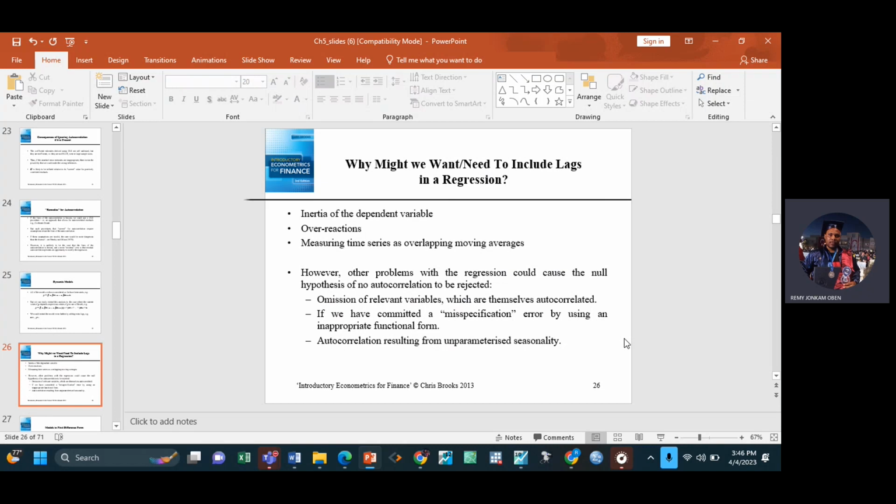Why might we want to include lags in a regression? Okay, I will just tell you something about these lags, something which I feel is important, because here they are saying, why might we want or need to include lags in a regression? Of course, in a regression model, we can have y as dependent variable and x as independent. So y depends on x, right? But if we include lagged values of the dependent variable as part of the regressors, it means y depends on previous y.